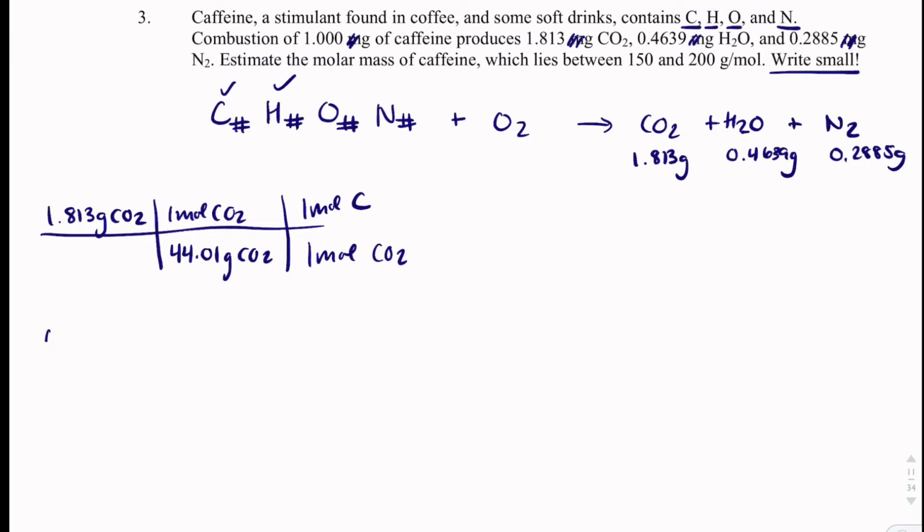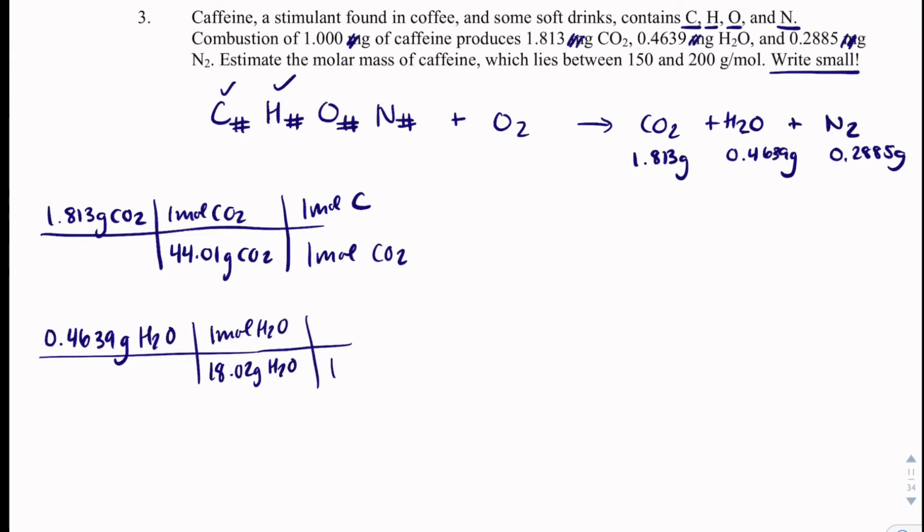There are 0.4639 grams of water that is given. Again, me using grams is not going to change this. I know it was given in milligrams, but it's not going to change this. There's 18.02 grams of water in 1 mole of water. And then in 1 mole of water, there's 2 moles of H. So let's plug those into our calculator.